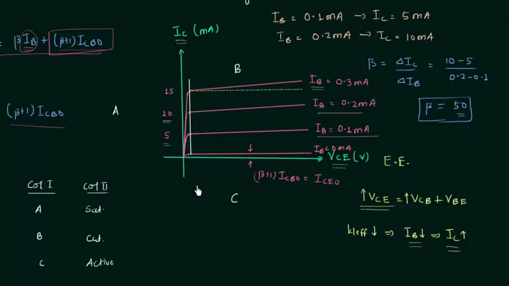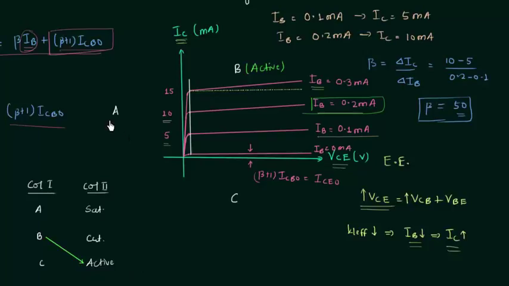I hope you have your answer. Now I will solve this problem. Region B is active region because in this region there is amplification of input signal. For example, when IB is equal to 0.2 milliamps, the output current IC is equal to 10 milliamps. So there is amplification of input signal in this region. That's why region B is active region.